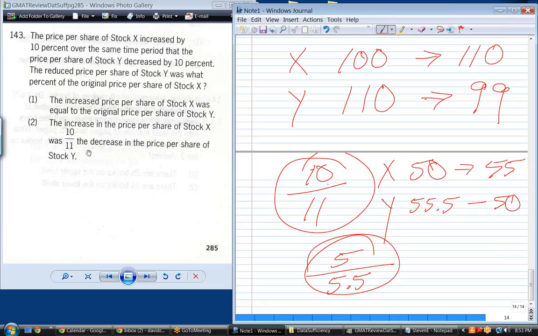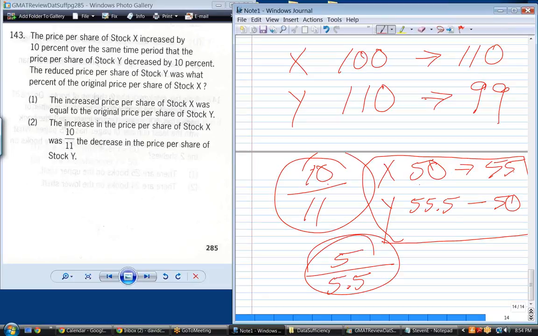In other words, with statement 2, they're telling me that stock X has to go up 10/11ths of whatever stock Y does. So I can't pick any numbers. I have to pick numbers where that ratio is 10/11ths. And if I can do it and still fit the stem, I'm okay. But notice that I'm not able to do that here.